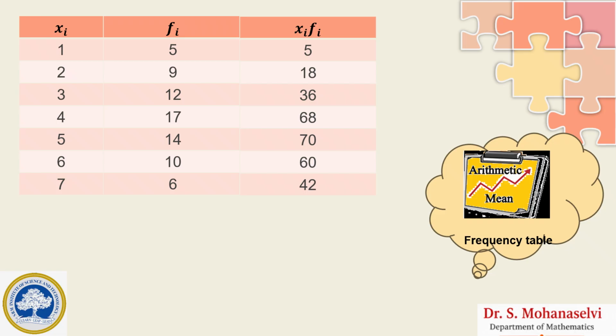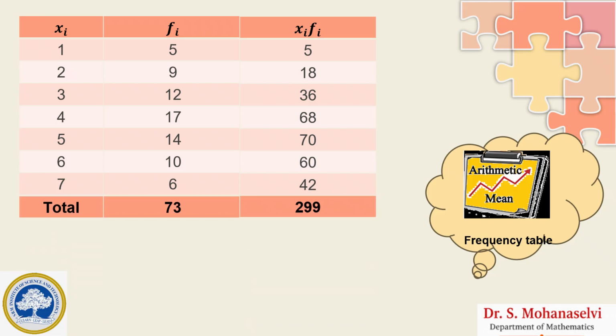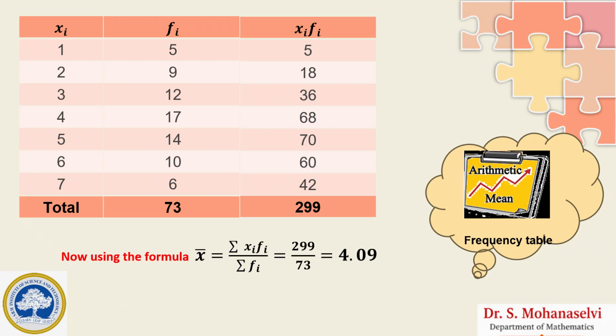Next, we calculate the totals. The total frequency of the second column is equal to 73 and the sum of the products xi fi is 299. Now using the formula, we have the arithmetic mean value as 299 divided by 73 is equal to 4.09.